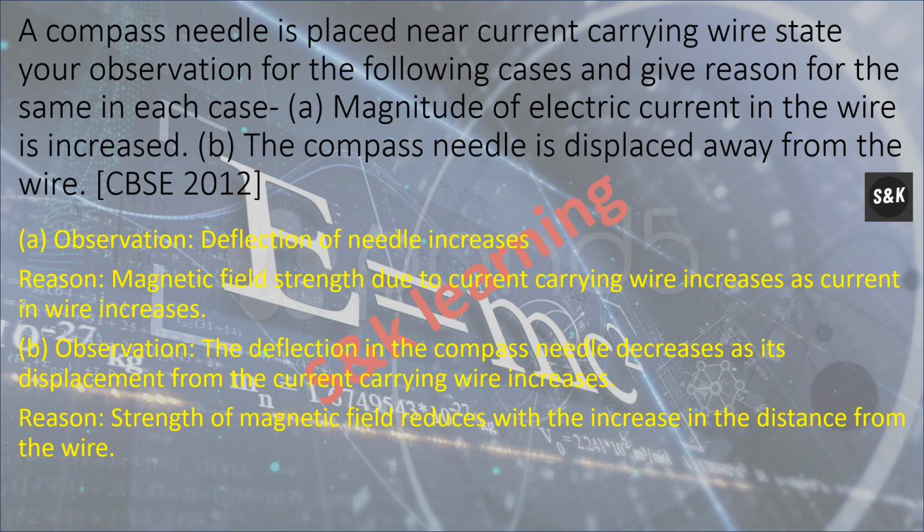A compass needle is placed near a current carrying wire. State your observation for the following cases and give reason for the same. In case A, the magnitude of electric current in the wire is increased, so deflection of needle increases. Reason: because magnetic field strength due to the current carrying wire increases as current in the wire increases. B. The compass needle is displaced away from the wire. The deflection in the compass needle decreases as its distance from the current carrying wire increases. Reason: strength of magnetic field reduces with the increase in the distance from the wire.